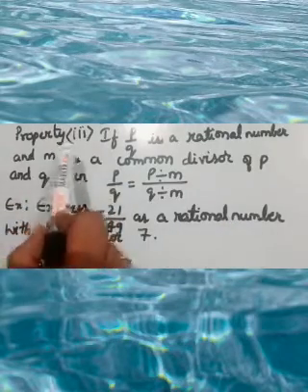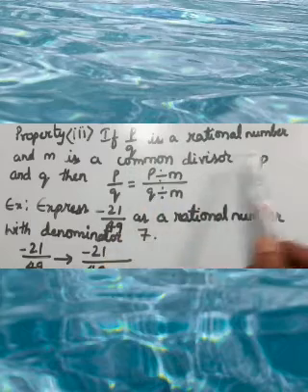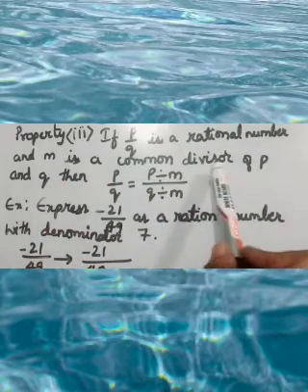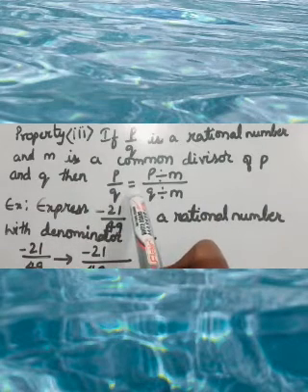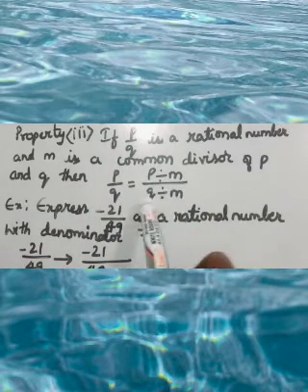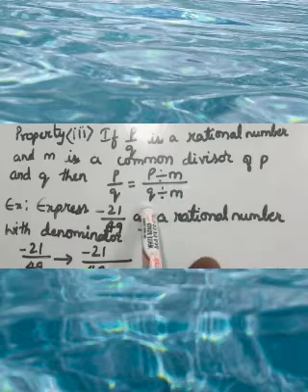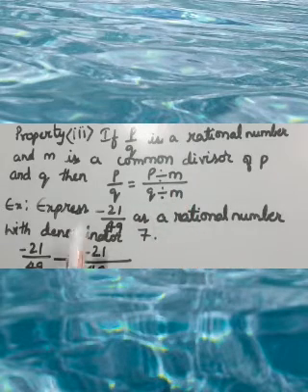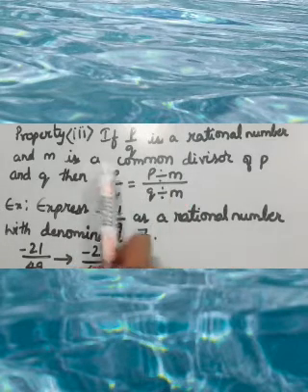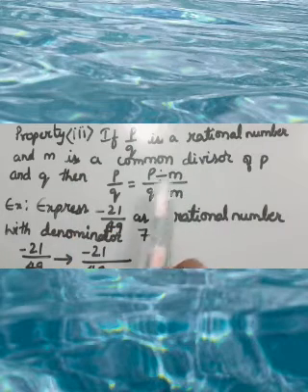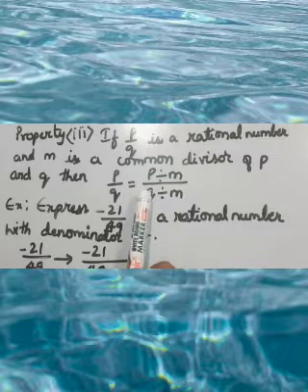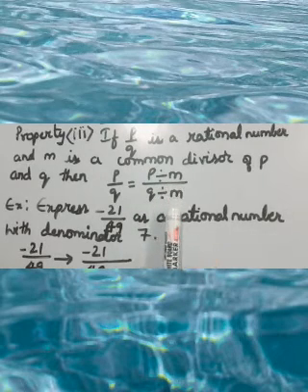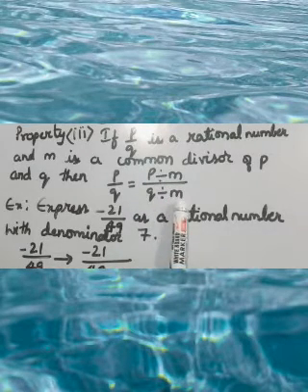Next property is, if p by q is a rational number and m is a common divisor of p and q, then p by q must be equal to p divided by m over q divided by m. Children, here we are taking a common divisor and we are going to divide the numerator of the rational number by it. You have to divide the denominator by the same common divisor.